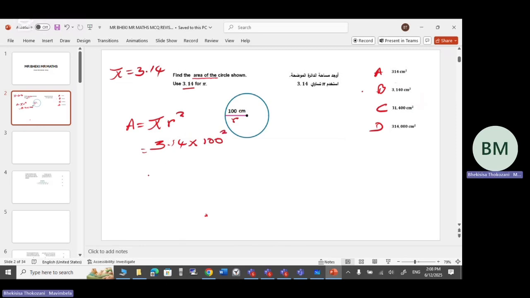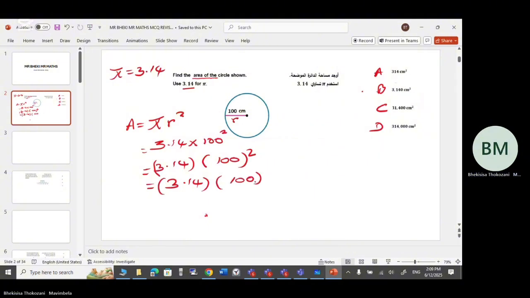Now let's do this, guys. I'm having 3.14. I love brackets, guys. 100 all squared. It's the same thing, guys, please. You don't have to do this two times. As I said, I love brackets. So this is like two times, 100 times another 100.